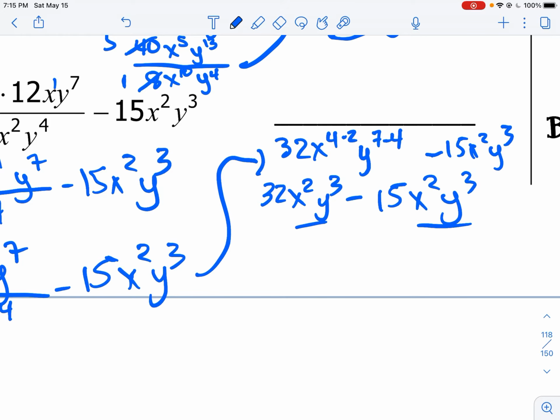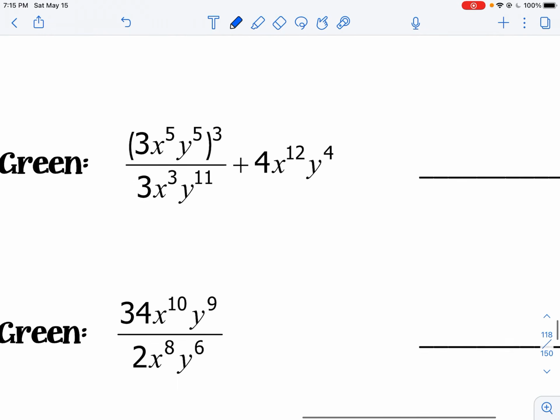Look, the x and y with their exponents are exactly the same. So that means that I just subtract 32 minus 15, which gets 17. And that is my answer for that one. Okay, over here.